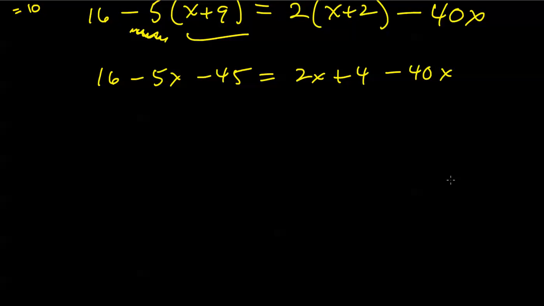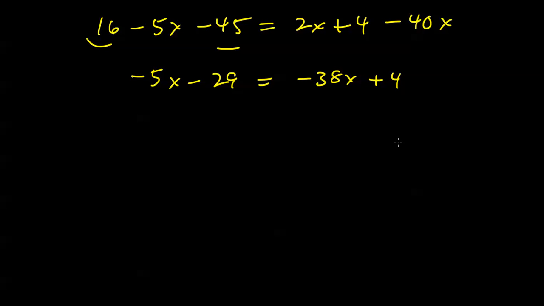Alright, let's crunch things together as much as we can before we start crossing over the equality sign. I'll get 16 minus 45, which is going to be minus 29, I believe. Combining the 16 and the negative 45, combining like terms on the left-hand side, equals 2x minus 40x is minus 38x plus 4 on the right.